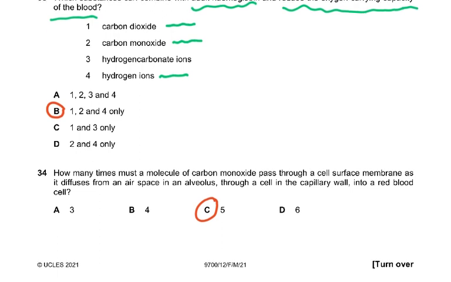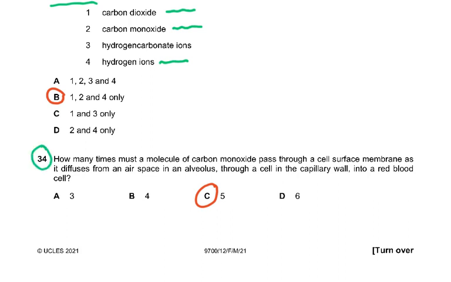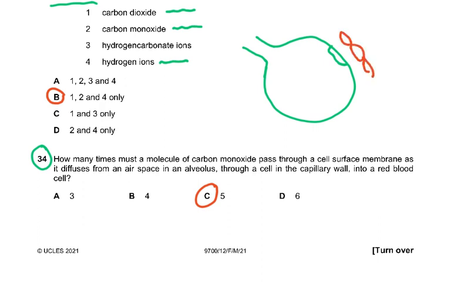Then coming on to question number 34. How many times must a molecule of carbon monoxide pass through a cell surface membrane as it diffuses from an airspace in an alveolus through a cell in the capillary wall and into a red blood cell? We've done this many times before. This is the alveolus wall. So this is 1 cell thick. Then the capillary is 1 cell thick. And then the red blood cell inside it, so we have 5 membranes that it crosses.